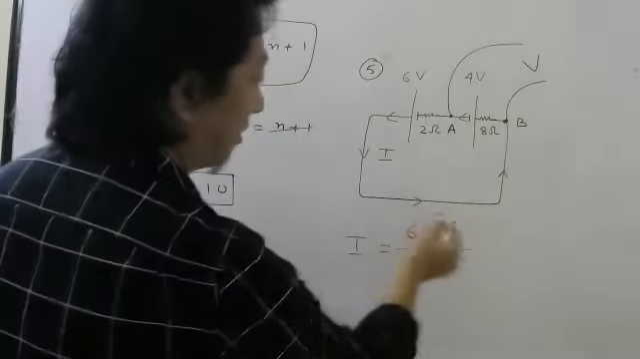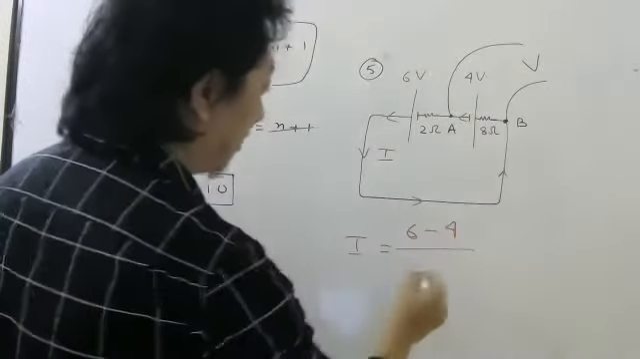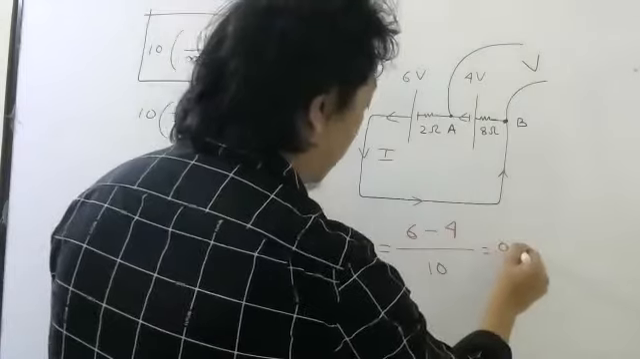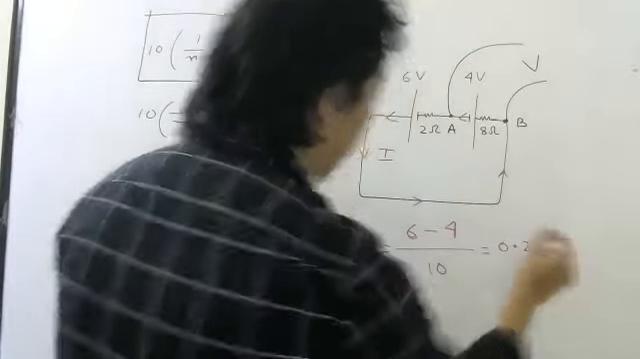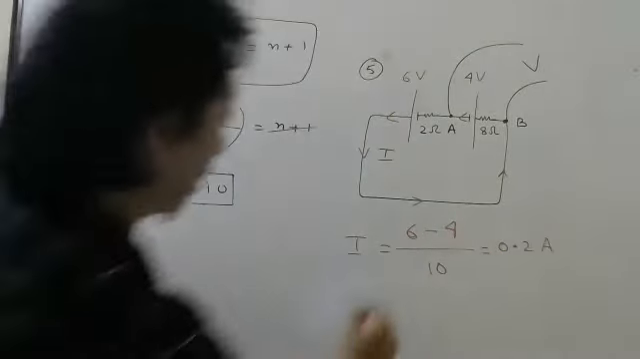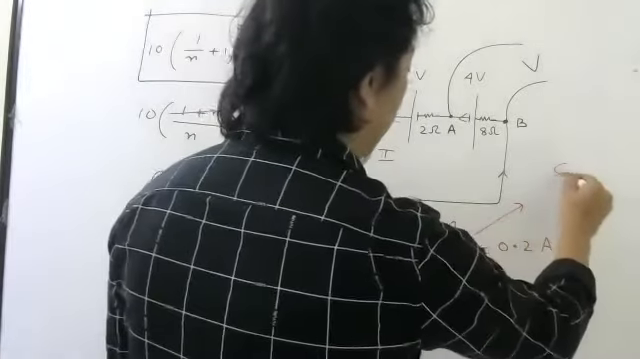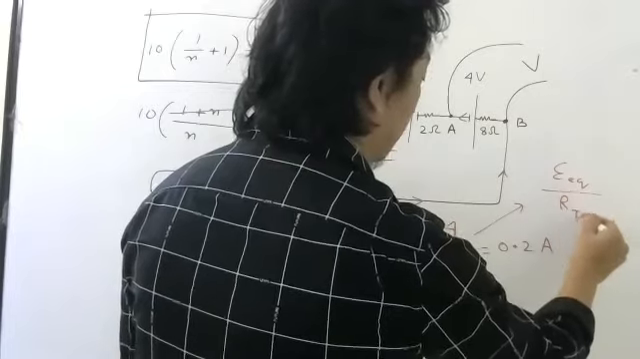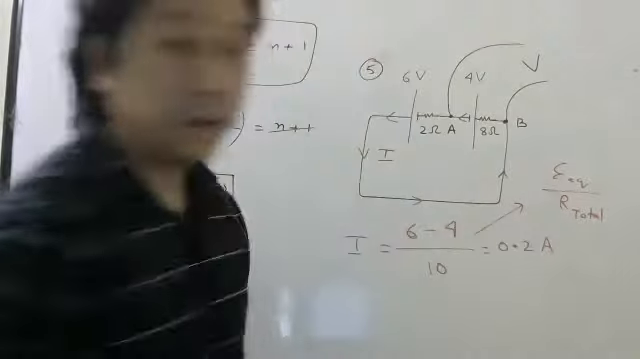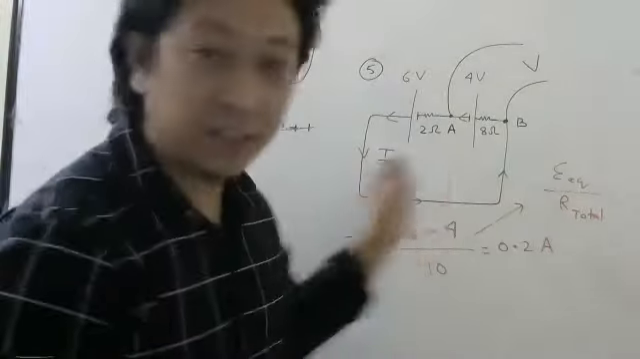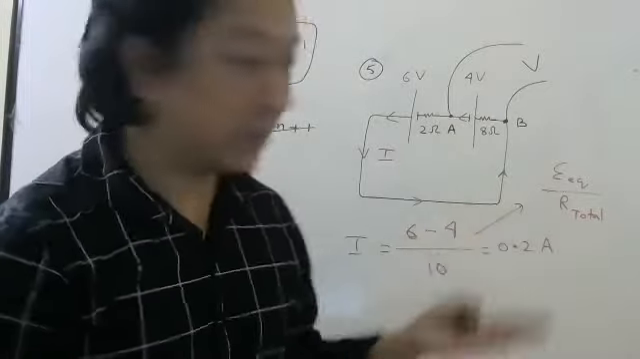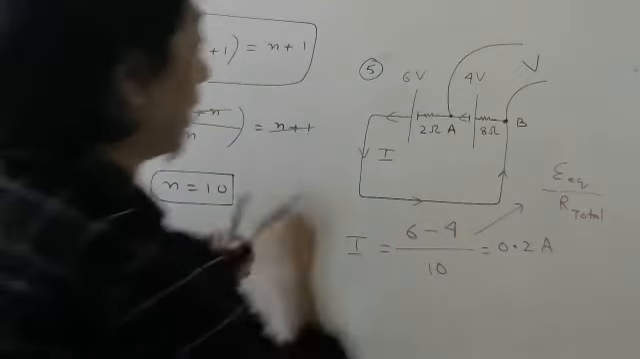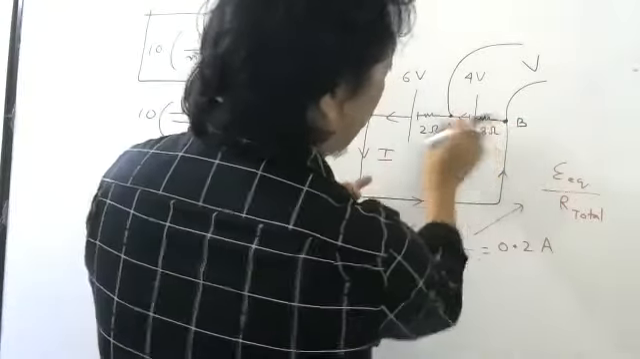No external resistance. So 2 and 8 in series will be 10. So 0.2 amperes. Okay, I hope everybody understood how I wrote the formula. It is equivalent EMF by total resistance. But there was no external resistance, only internal resistance in series, so just add. Now we have to find the potential difference across the cell.